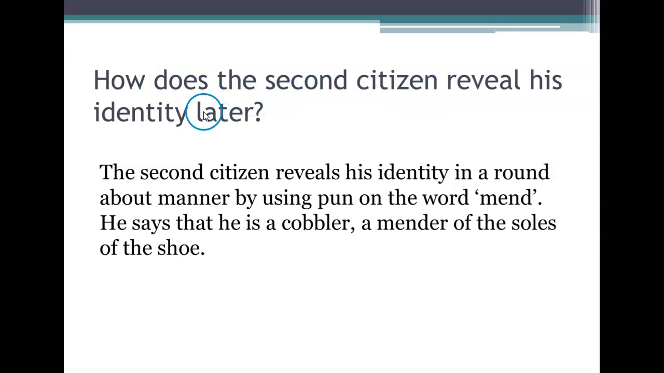How does the second citizen reveal his identity later? The second citizen reveals his identity in a roundabout manner by using a pun on the word mend. He says that he is a cobbler, a mender of the soles of the shoe.